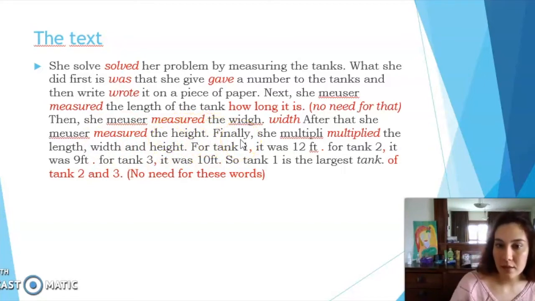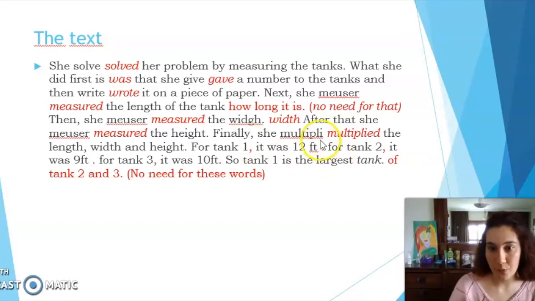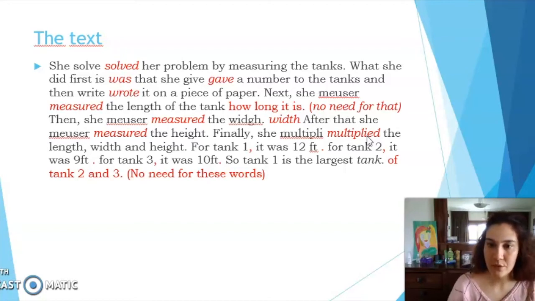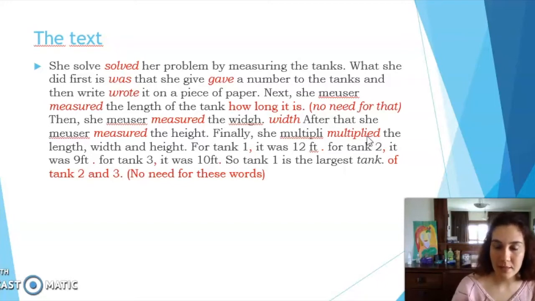Then finally, she multiplied the length, width, and height. Here, the only problem is that she misspelled the verb multiplied. Actually, yeah, she misspelled the verb, and she also should have used the past form of the verb. And then in the next sentence, for tank 1, it was 12 feet. For tank 2, it was 9 feet. For tank 3, it was 10 feet.